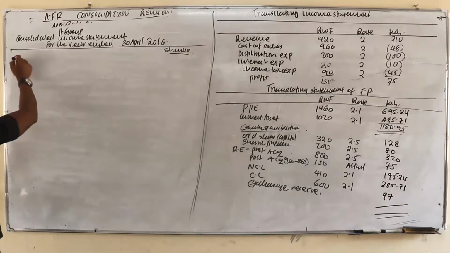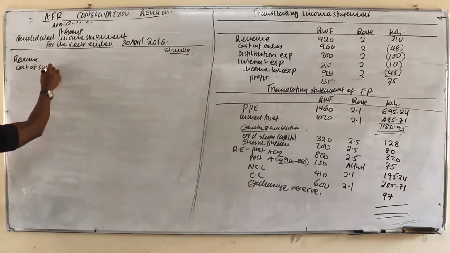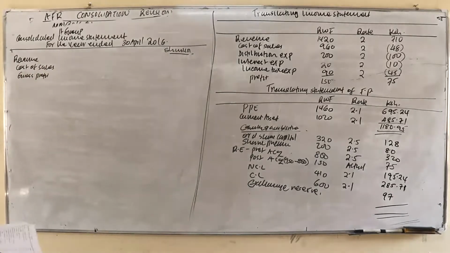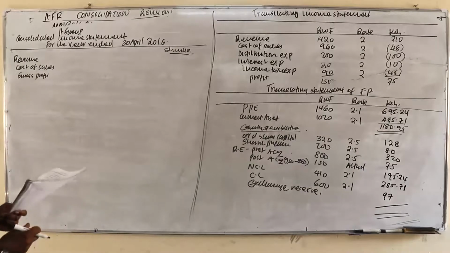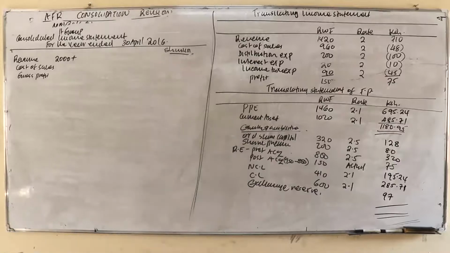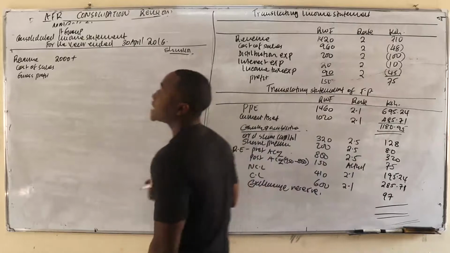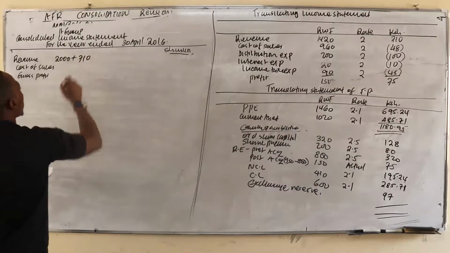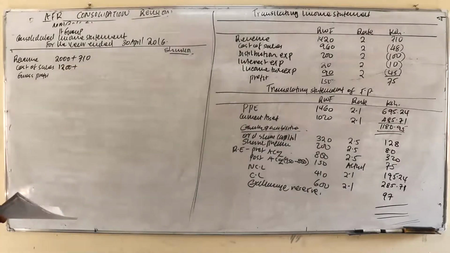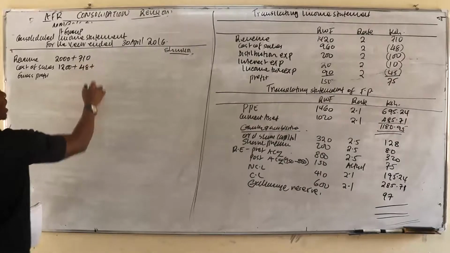We had the revenue. You deduct cost of sales to get the gross profit. Revenue, how much is it for the parent? 2,000. You add for the subsidiary. In this case, use the translated. How much is it? Yes, 710. Cost of sales, you do the same. 1,200. You add the subsidiary's cost of sales, 480. Then you add unrealized profit.